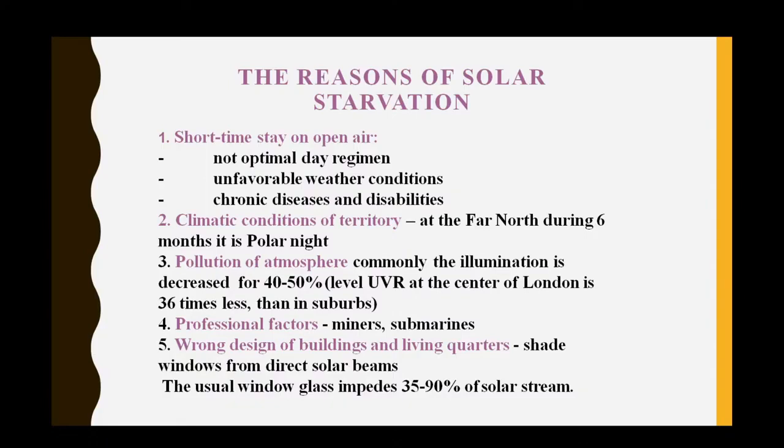Professional factors, for example, in mines or on submarines; wrong design of buildings and living quarters, with windows shaded from direct solar beams. The usual window glass impedes 35-90% of the solar stream.